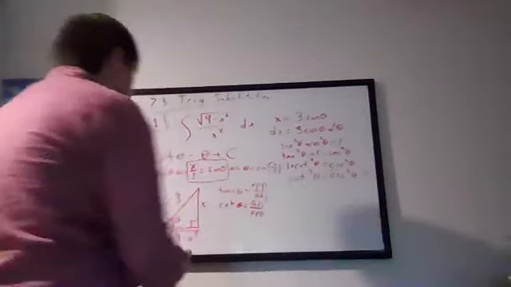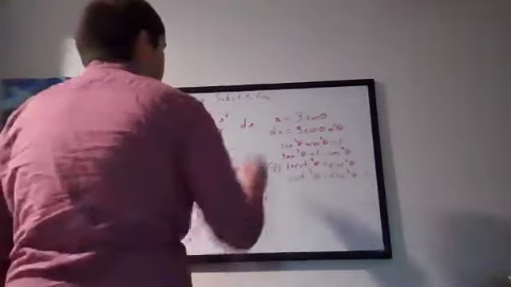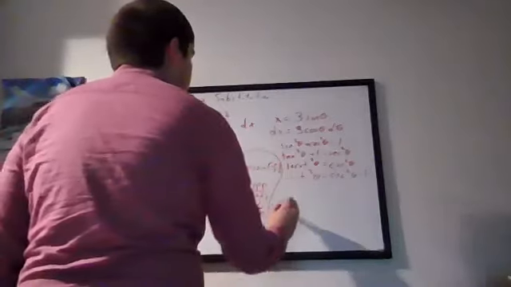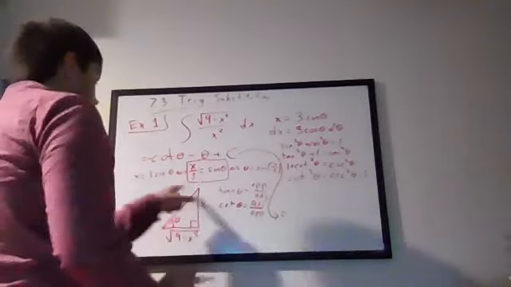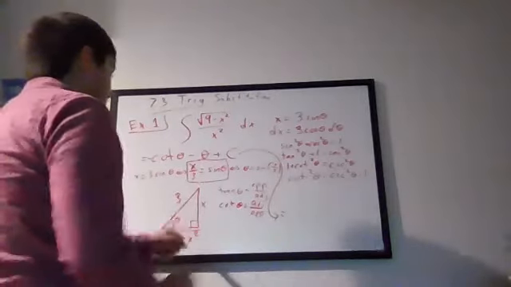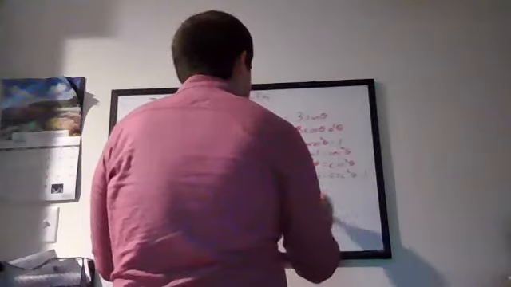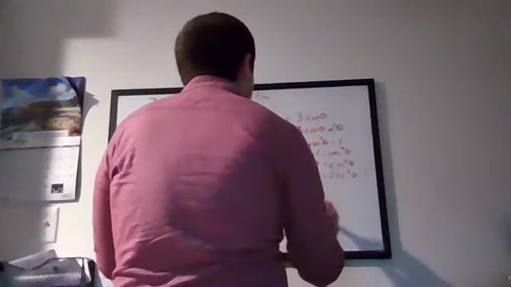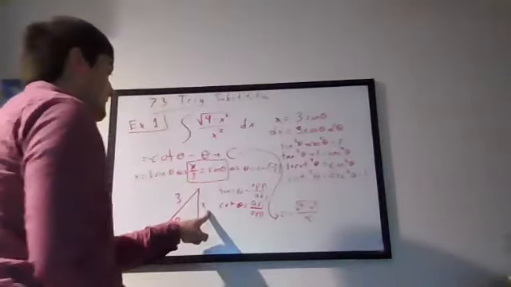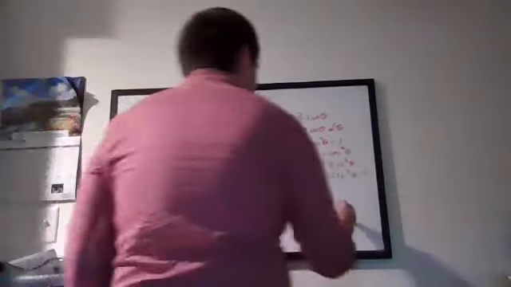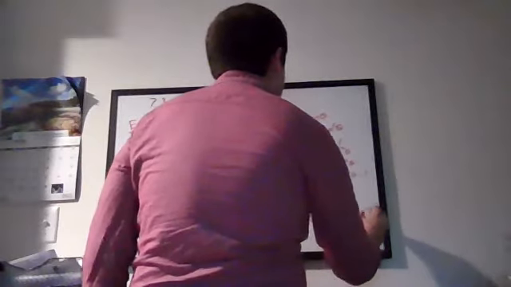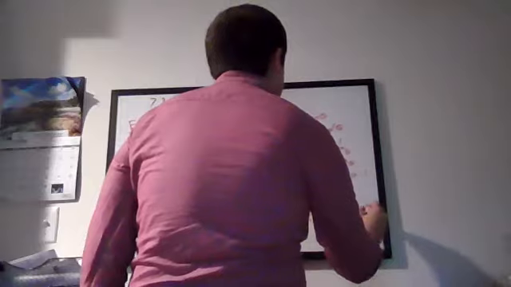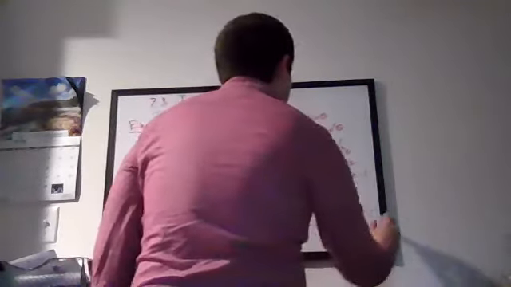Okay, so in the end, we are going to see that our answer is going to become negative cotangent of this triangle, which is going to be negative the square root of 9 minus x squared over x, minus theta, where we found theta is sine inverse of x over 3, plus c. And this is our final answer.